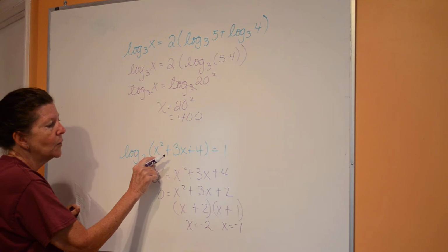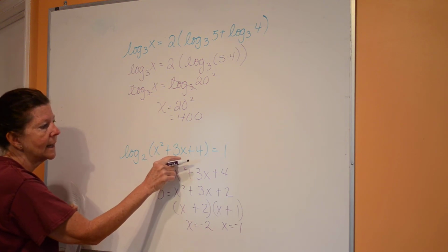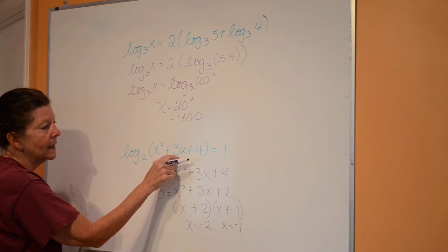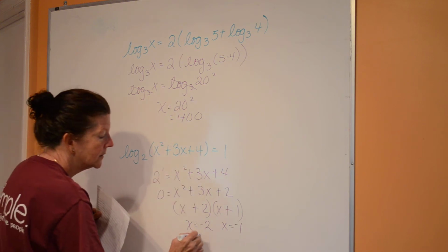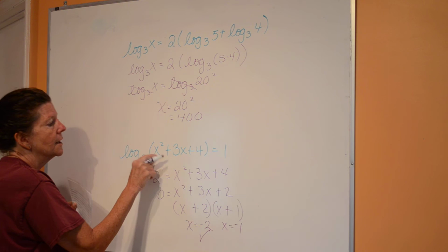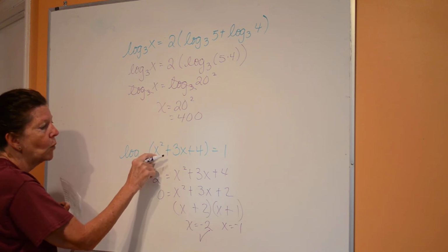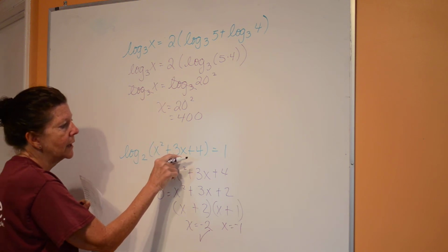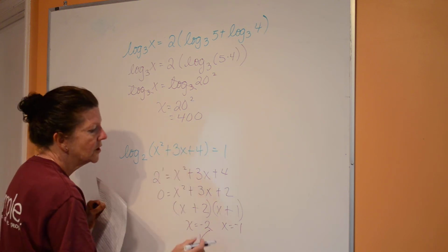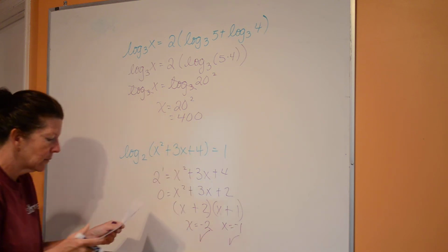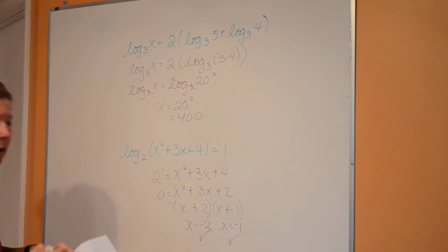Negative 2 squared is 4. 4 plus negative 6 is going to give me a negative 2, but negative 2 plus positive 4 gives me a positive 2. So that one works. This one gives me a 1 plus a negative 3, which is going to give me a negative 2 plus a positive 4, which again gives me a positive 2. So that one works. All right, now on to the new stuff.